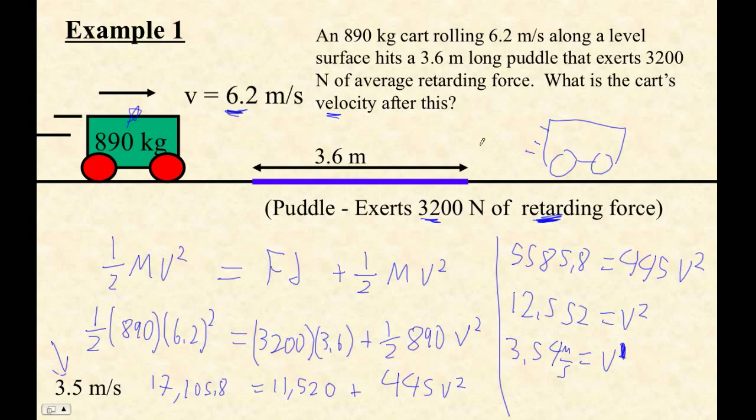So we have to round it. I guess we only have 2 digits there, and 2 digits there, and 2 there, and 2 there. So we'd have to round that to about 2 digits. Okay.